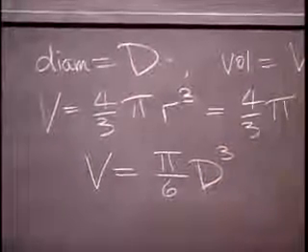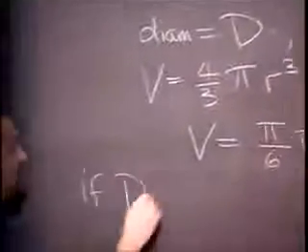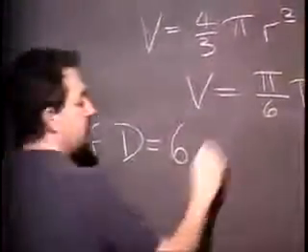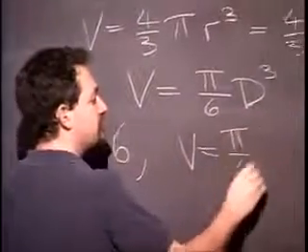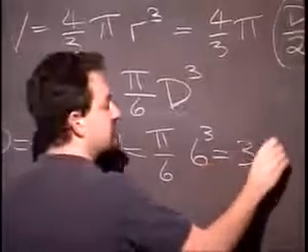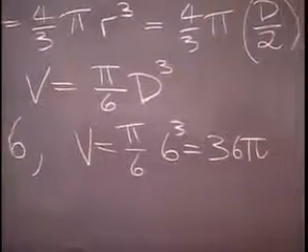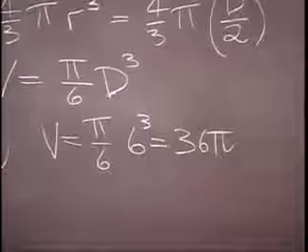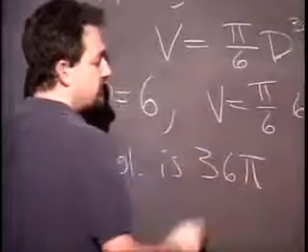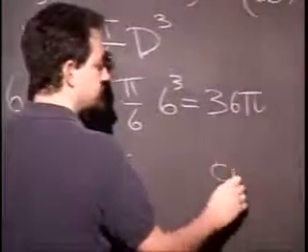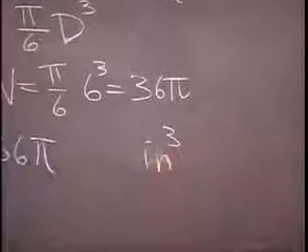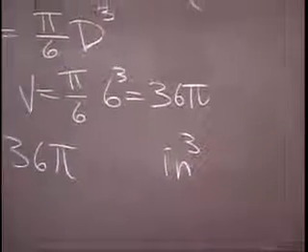Okay, so if d is equal to 6, that's the diameter which we've measured, volume is pi over 6 times 6 cubed, and we get a bit of cancellation, and it turns out to be 36 pi. So the volume is 36 pi cubic inches, inches cubed, but that would be, there's no calculus, I've just used the formula.